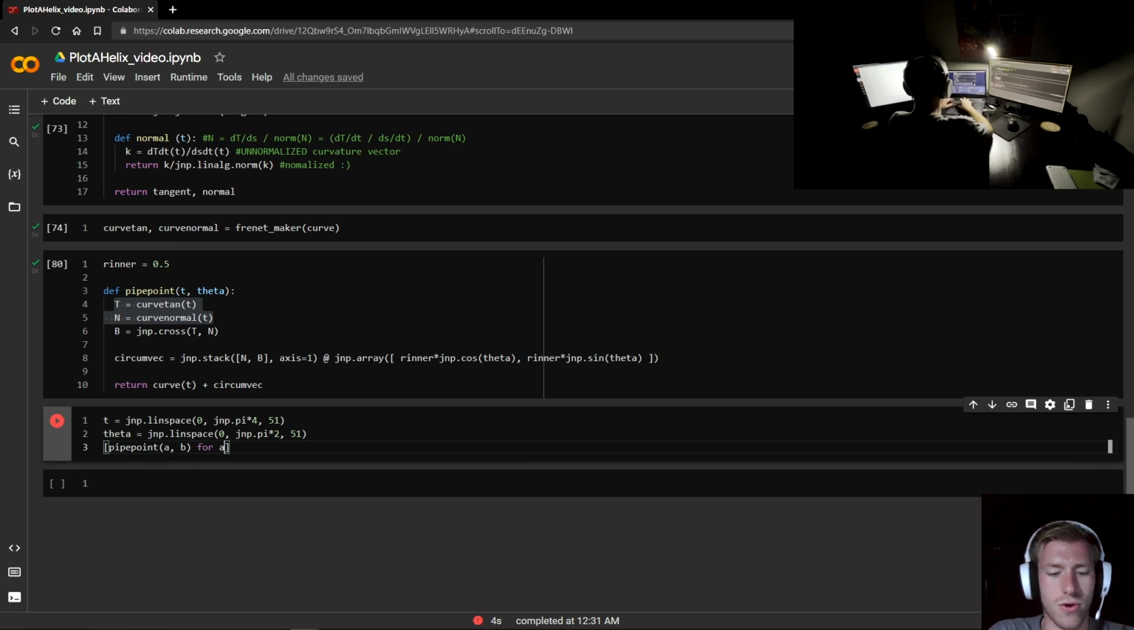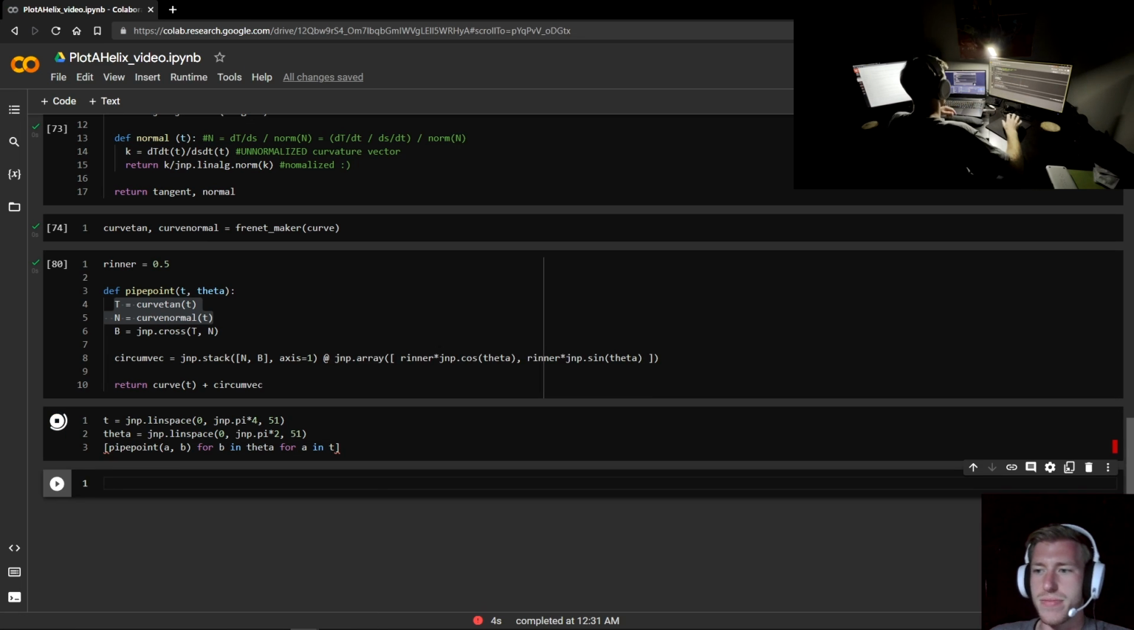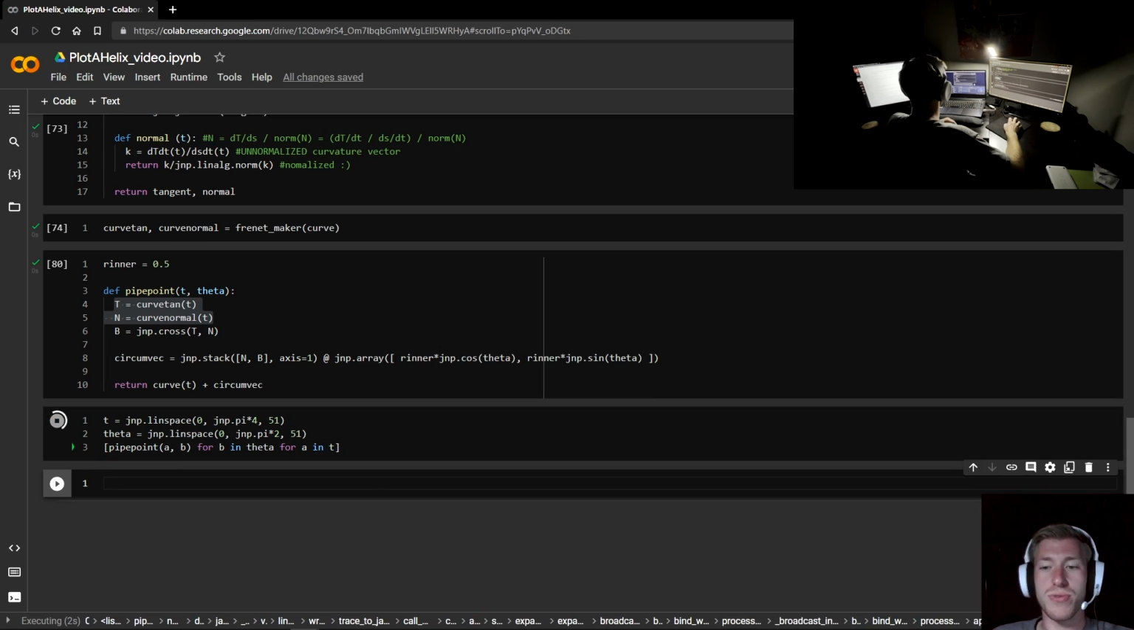And I said, for A in T, for B, actually I should probably do for B in theta, for A in T. This is a list comprehension. This is basically doing a double for loop. So for every B in theta, I think in that order. I'm not totally sure which way it reads a double for loop in a list comprehension. But the fact that it's chugging and it hasn't crashed yet means that it's probably actually working. It's just probably not very happy about doing that 51 times 51 times, because for every single t, there are 51 thetas.